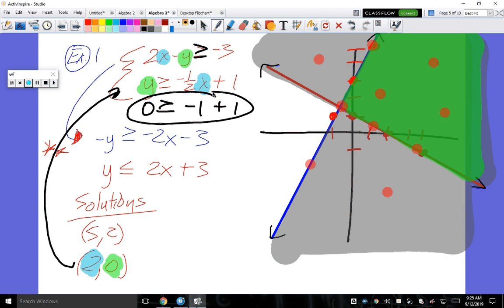Zach, let's get some non-solutions. Which one do you see? Negative 2, 0. Riley, what else?